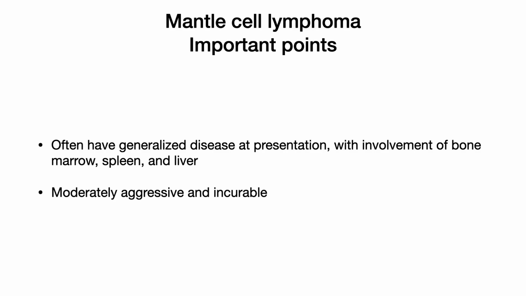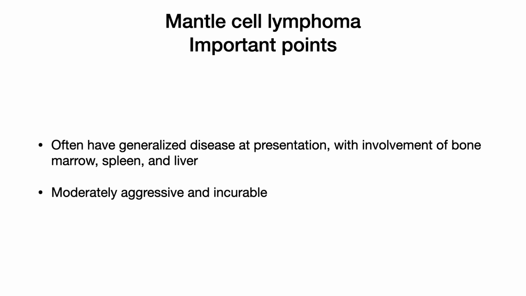So it says they often have generalized disease at presentation. They can involve bone marrow, as I showed you in the first lecture. Spleen, liver, if it involves those, you get more cells inside of it. Anytime you have more cells inside of it, you could have enlargement of it. And it's moderately aggressive and incurable.